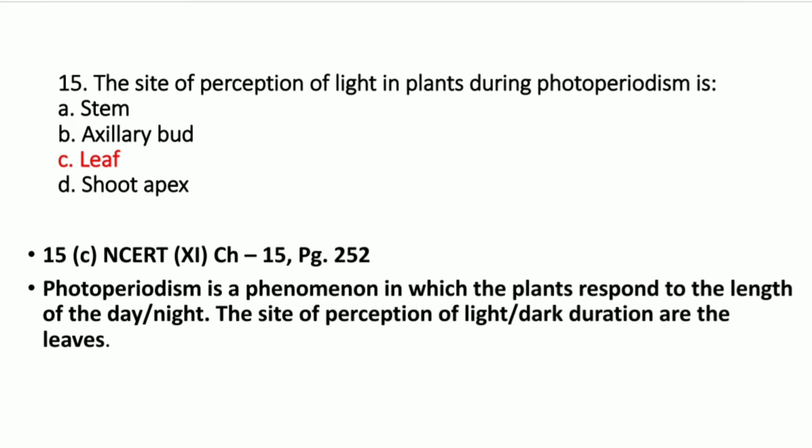15. The site of perception of light in plants during photoperiodism is, answer is leaf. So photoperiodism is a phenomenon in which the plant responds to the length of day and night, means light and dark duration is responsible for the flowering and plant growth, and mainly light is absorbed by leaf.